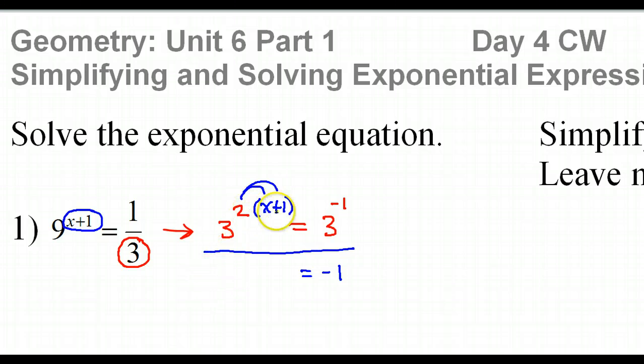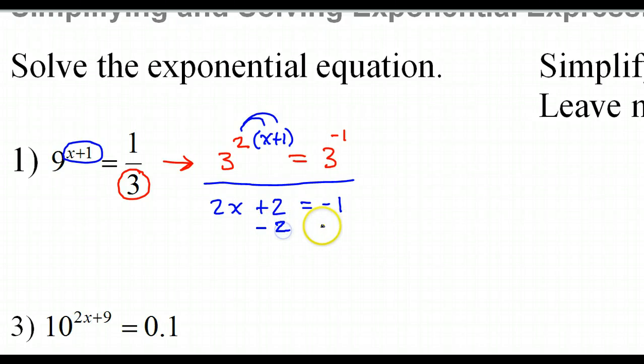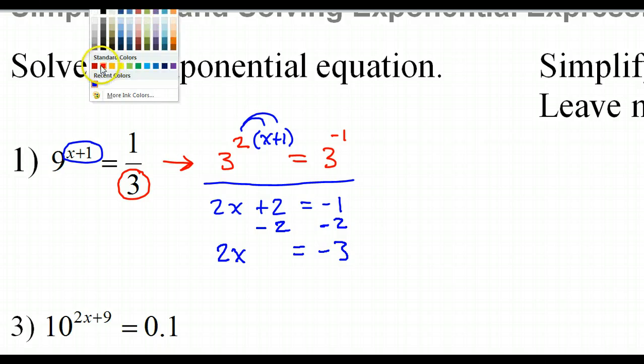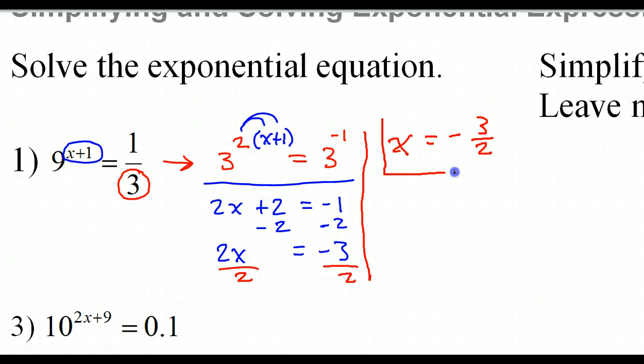But I will go ahead and do the distributive property. So 2x plus 2 should equal this -1. And then I can just solve this like always. So subtract 2 from both sides, and that'll give me 2x is equal to -3. And then divide both sides by 2. That's going to give me x equals -3/2. So that should be the answer to number 1. And that gives you a basic idea of how to solve exponential equations.